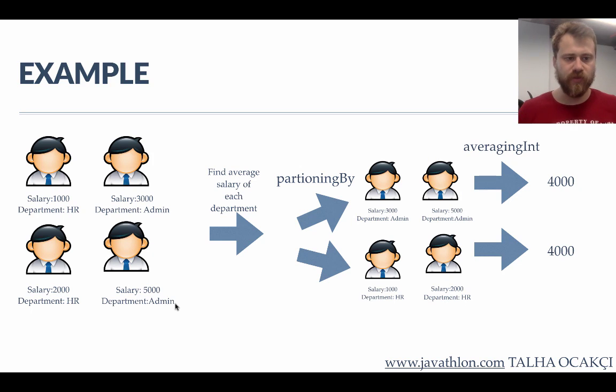Let me show you an example. Let's say we have some employees and their salaries are different, their departments also are different, and we need to find the average salary of each department. In this case, first we need to partition the employees according to their department, partitioning by, then by using the averaging int method, we may get the average salaries of each department.